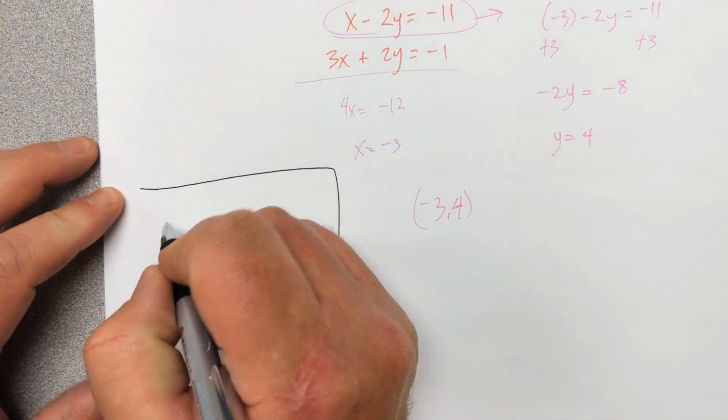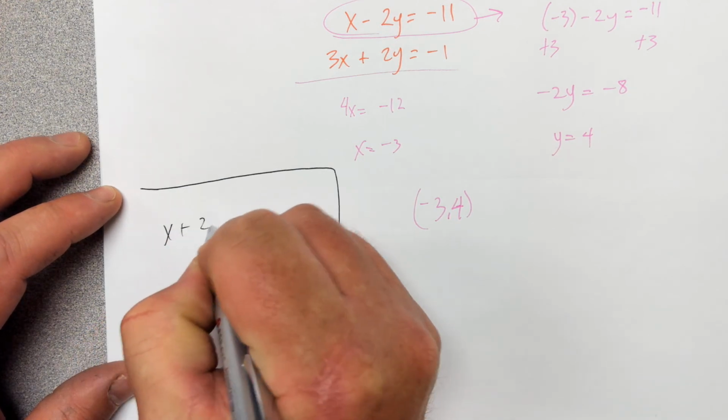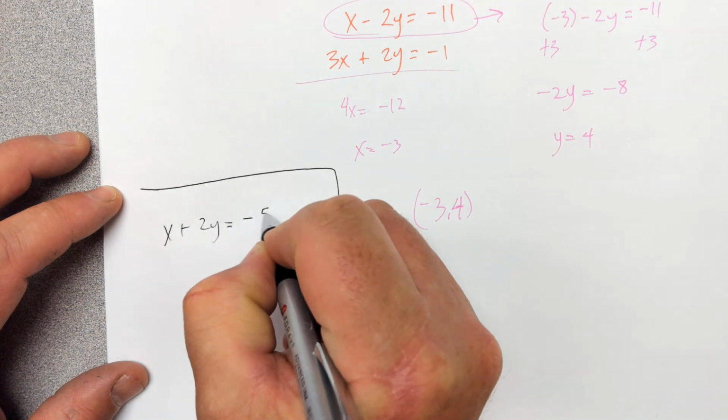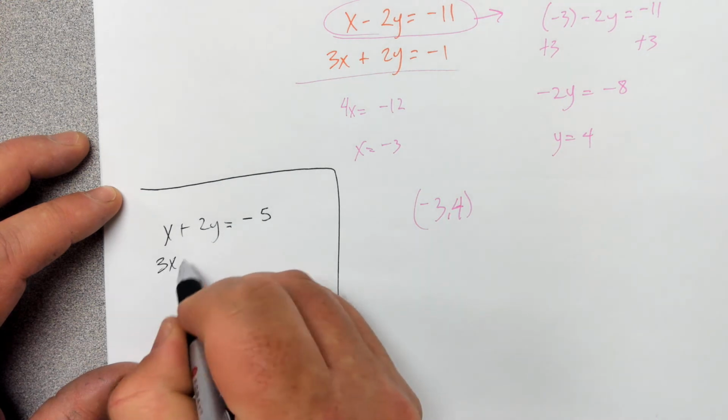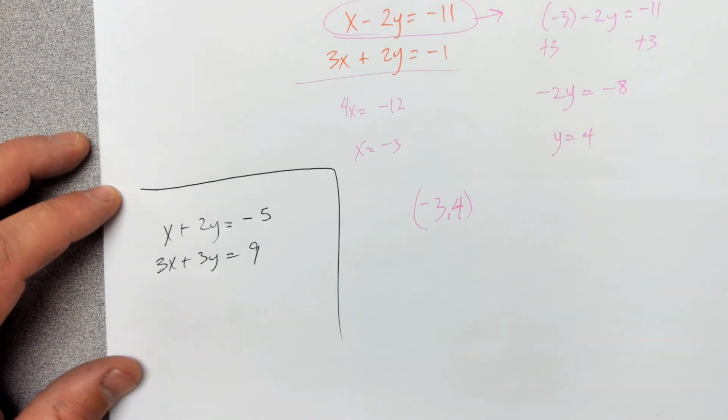All right, so let's try this one then. Let's try x plus 2y equals negative 5. 3x plus 3y equals 9.